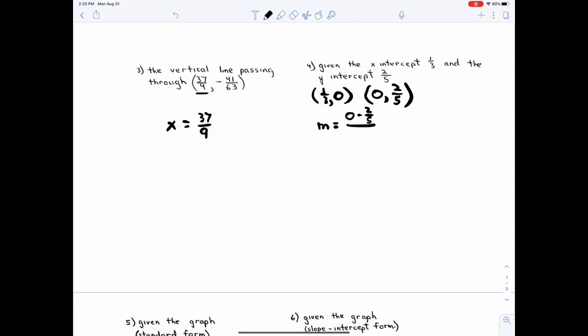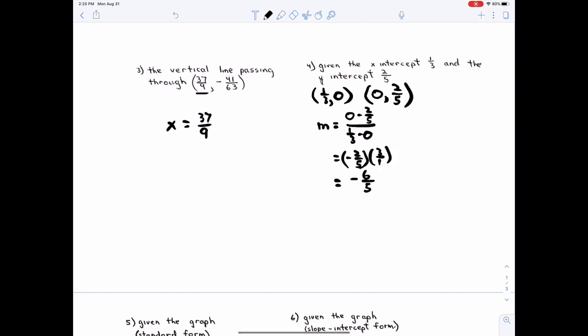All over the change in x, so it's 1/3 minus 0. So we now have negative 2/5. And how do you divide by a fraction? How do you divide by 1/3? You multiply by 3/1. So we get the slope is negative 6/5.